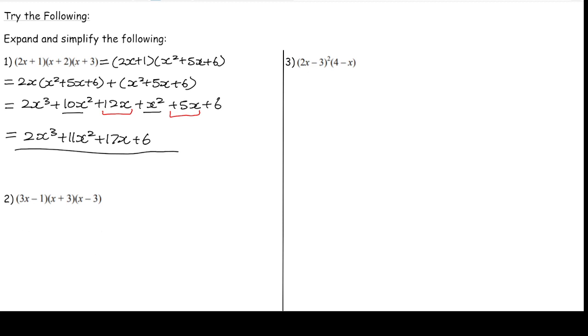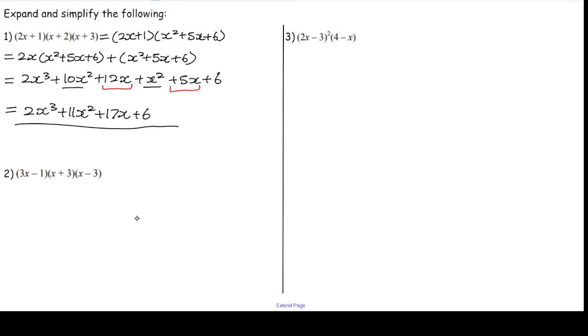Question 2. Now this is a special one, because if you'd expanded the last two terms, you would notice that it is of the form a plus b times a minus b. So that would have given you what we call a difference of two squares. So we would end up with two terms in the second bracket, and that's x squared minus 9, since it's x plus 3 times x minus 3. And we would expand this similarly to expanding simple two bracket expressions.